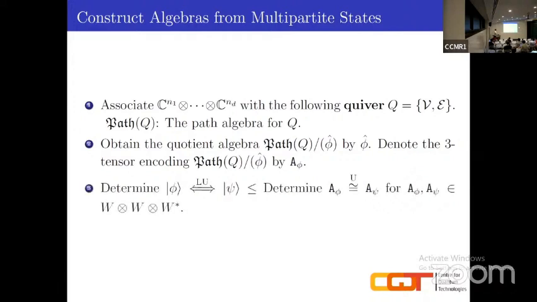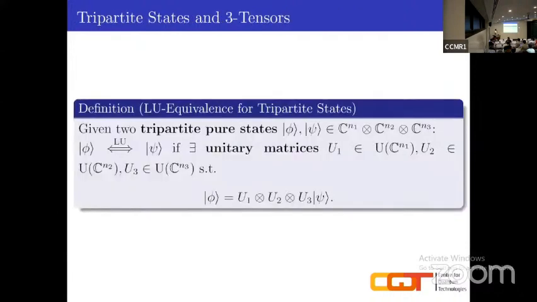And we prove that if we want to determine the LU equivalence for two multipartite states, it can be reduced to determining the algebra isomorphism over the unitary group. And so right now it's the second step of our proof.